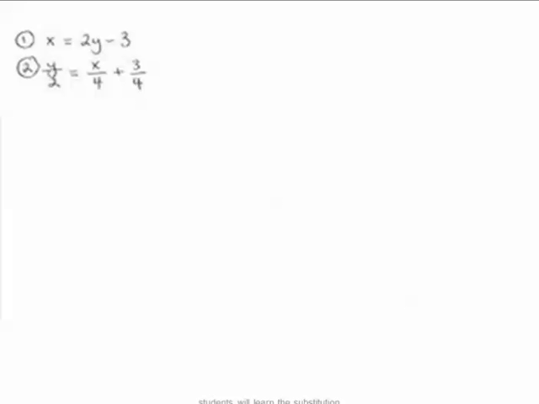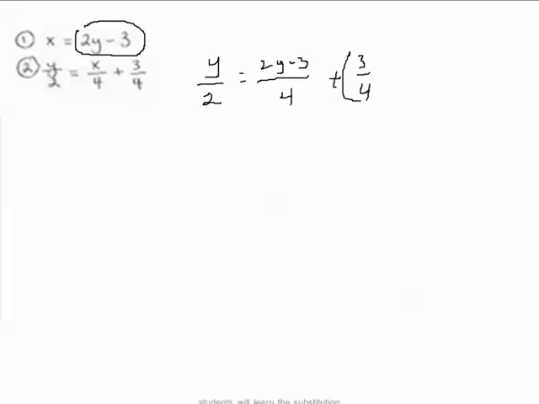Okay, let's look at a couple more here. So this one, they already gave me what x was equal to. I'm going to plug it into this equation. y over 2 equals 2y minus 3 over 4 plus 3 over 4. You know what? I just truly dislike fractions. So I'm going to do something funny. I'm going to multiply by 4. I'm going to multiply that one by 4. I'm going to multiply that one by 4. I'm going to multiply that one by 4. Why did I pick 4? Because it was the denominator of these over here.